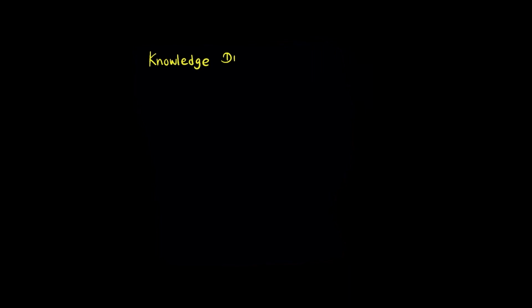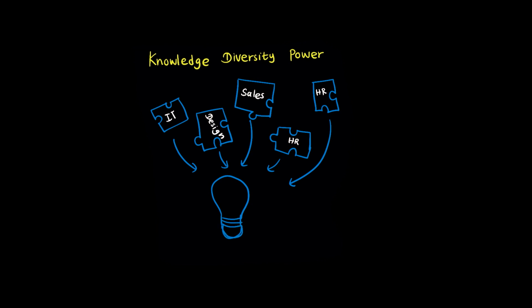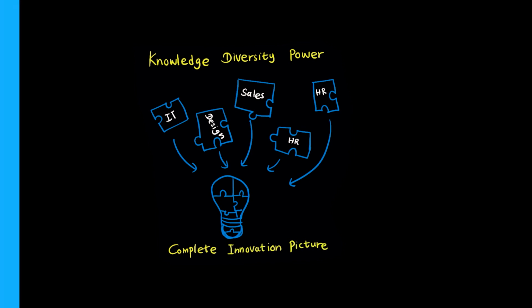Cross-functional teams are innovation powerhouses because they bring knowledge diversity to the table. Imagine trying to understand an elephant when each person only knows one part. That's how departmental teams work. But cross-functional teams see the whole elephant. Marketing knows customer needs, engineering knows technical possibilities, finance knows resource constraints, and operations knows implementation realities. When these diverse knowledge bases collide, they create solutions that are both innovative and implementable.